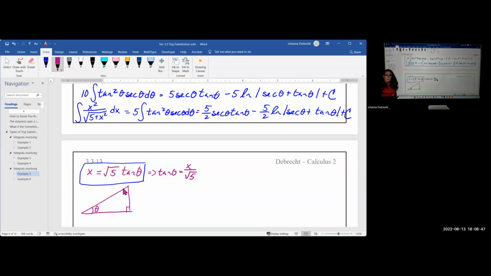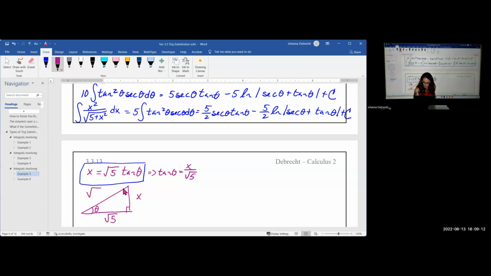Well, tangent is opposite over adjacent. So the opposite of theta is going to be x. So that's this side, right? Remember, you're shooting an arrow out of the angle. This is opposite. This is adjacent or attached, but not the hypotenuse. The hypotenuse is also attached, but it's the hypotenuse. So this becomes square root of 5 down here on the bottom leg. The legs are the short sides.